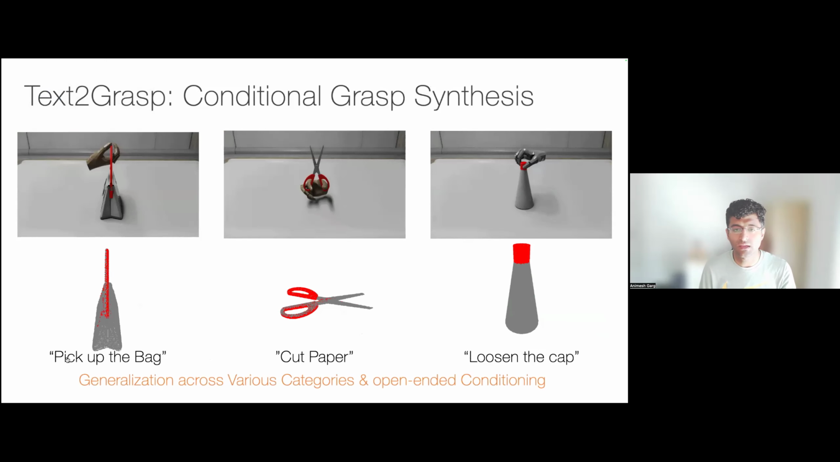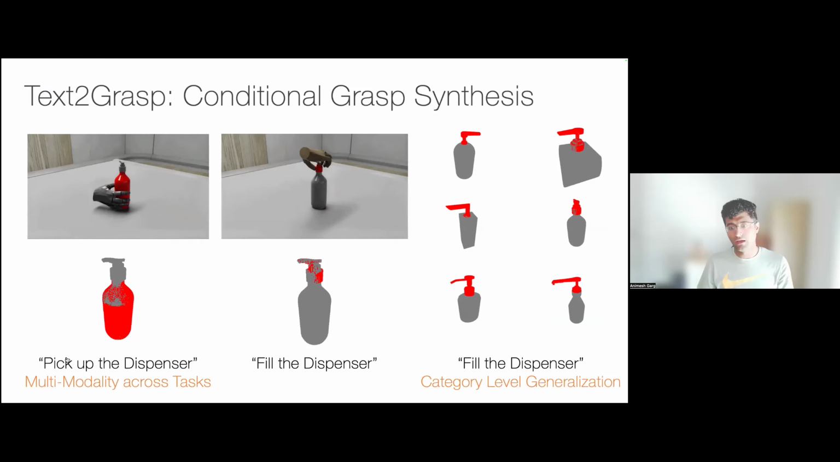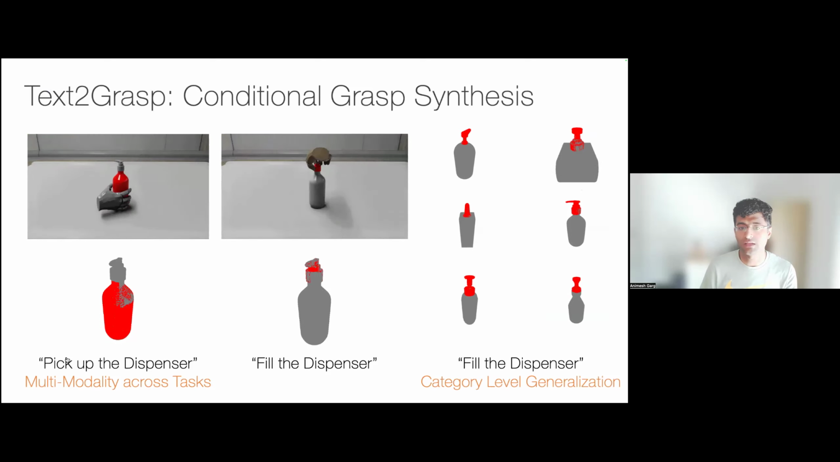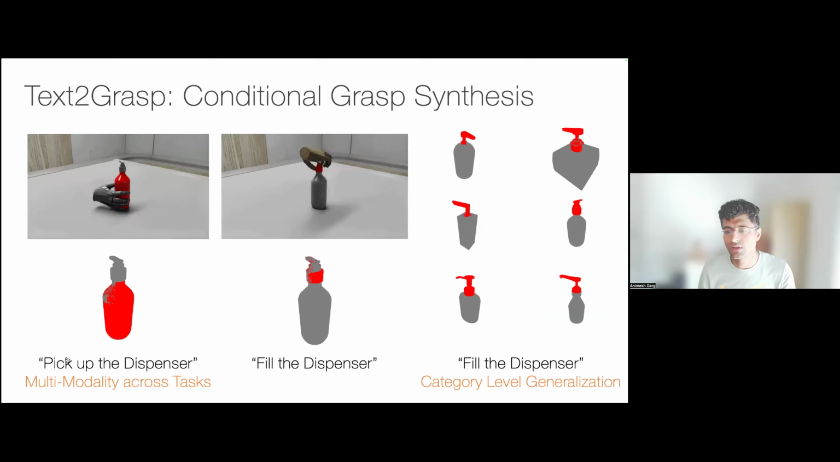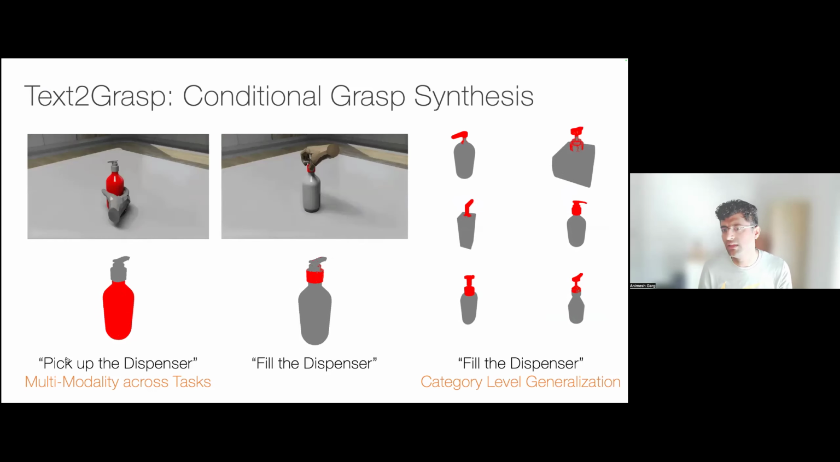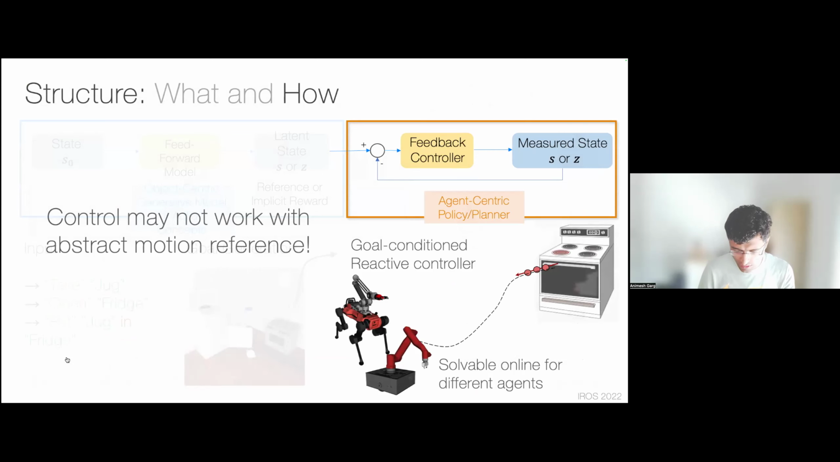So in this case, you can say cut papers. So you're not saying where to grasp the object. It's basically saying if the object is being grasped in a functionally correct way, you can do this, right? So loosen the cap means that you need to grasp the object in a way that would allow you to loosen the cap. And of course, because this model is fairly generic, you get both multimodality in the sense that the same object can be grasped in different ways, but also category level generalization where different dispensers may have different shapes, but really the cap is what we care about. Right? Okay.